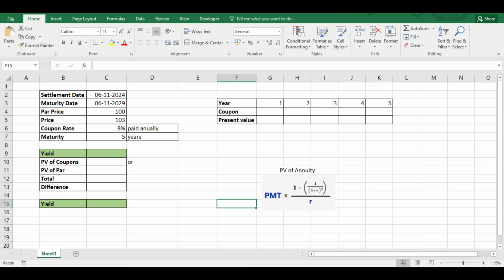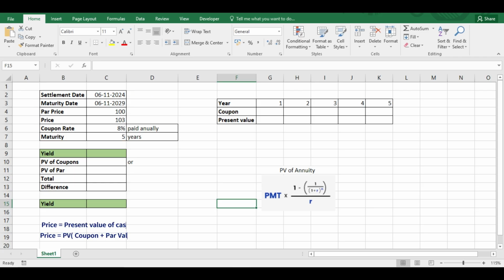Let's see what this bond is. The settlement date or the date of purchasing is 6th November. The maturity is 5 years after issuance. The par price is 100 which will be paid on maturity. Price of the bond is 103. Coupon rate is 8% paid annually. And the maturity as we saw is 5 years from now.